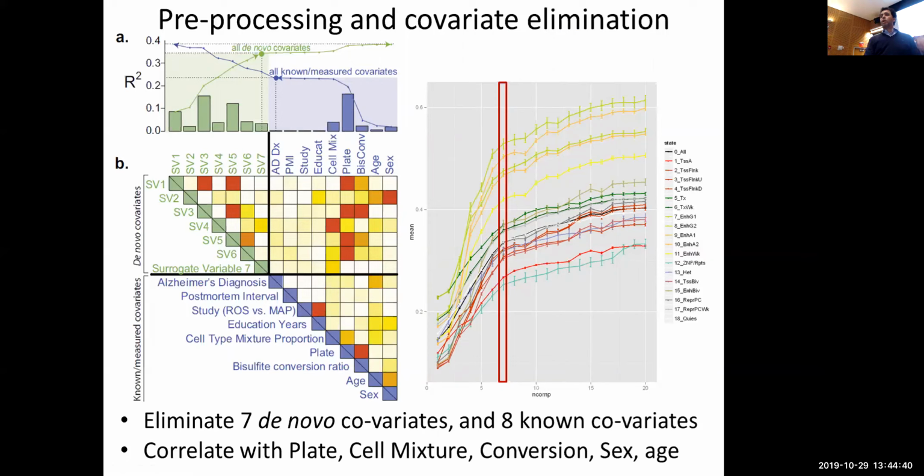Does that make sense? So I can ask for each of these known potential confounders, how much did it capture? And you can see here that the plate, the particular experiment where this sample was profiled, plays a very big role. The mixture, the inferred mixture of cell types in that brain sample, plays a big role. The overall bisulfite conversion rate and the sex play a big role. But then the other confounders play a relatively smaller role, okay? Potential confounders.